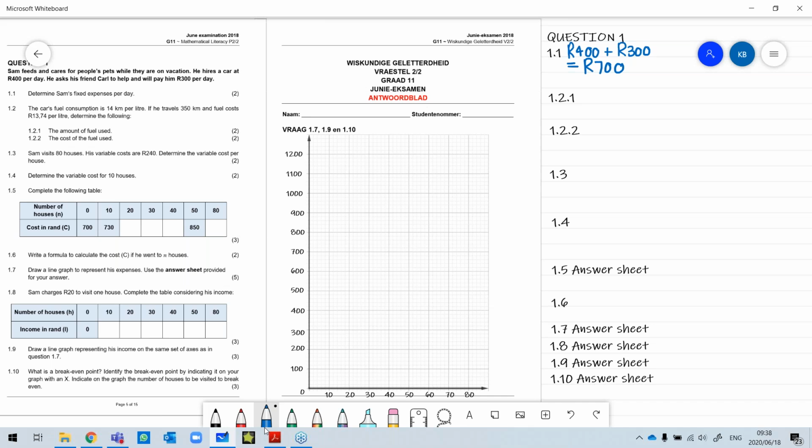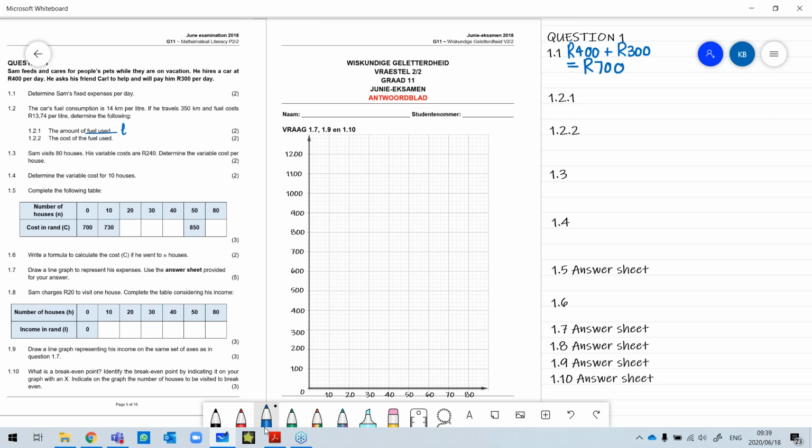Question 1.2. The car's fuel consumption is 14 kilometers per liter. If he travels 350 kilometers and fuel costs 13 Rand and 74 cents per liter, determine the following. Question 1.2.1. The amount of fuel used. So first of all, if he travels 350 kilometers, and his fuel consumption is 14 kilometers per liter, we have to determine the fuel used in liters.